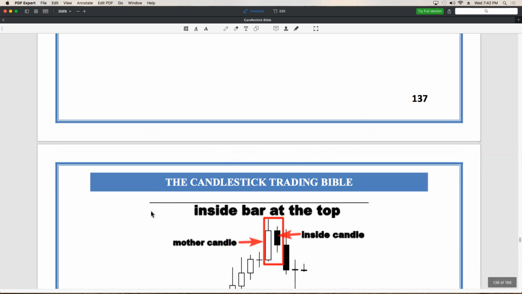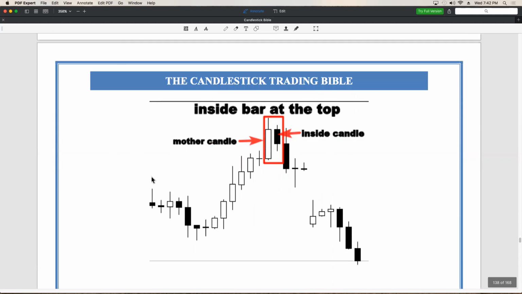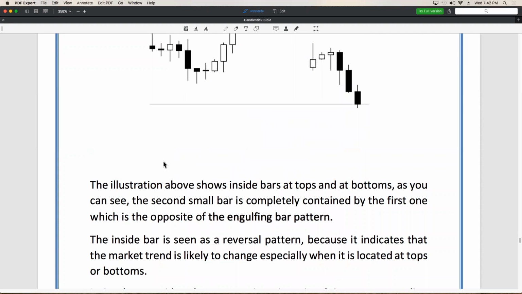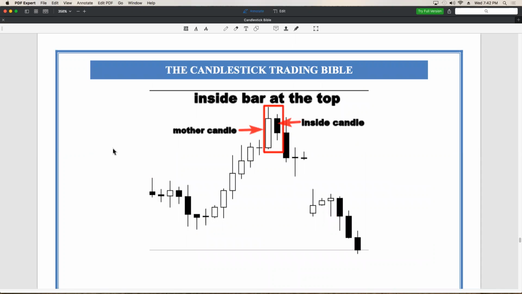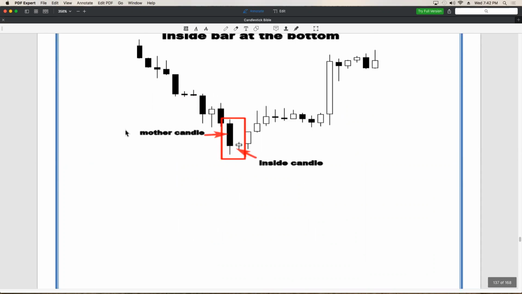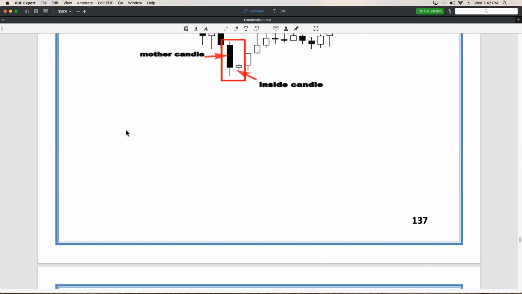Okay, so the inside bar at the top, the mother candle is like a reverse engulfing, basically. And then the inside candle is inside the top and bottom of the previous candle. Okay. So the illustration, go ahead. Does it have to be positioned to the right of the mother candle, or is the inside candle always to the right of the mother candle, never on the left?